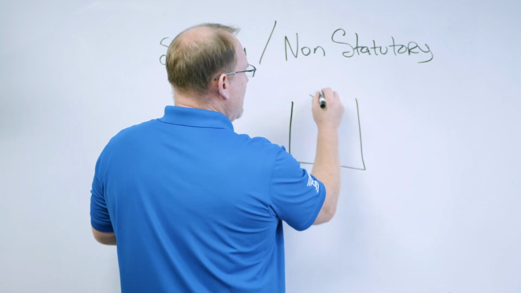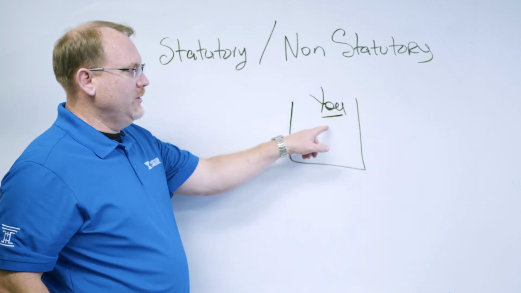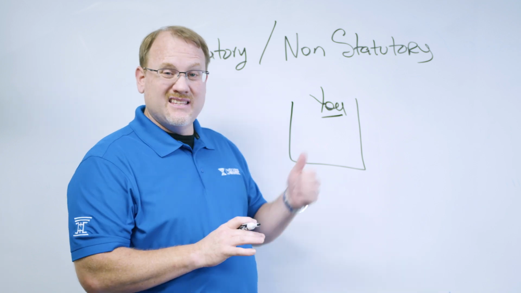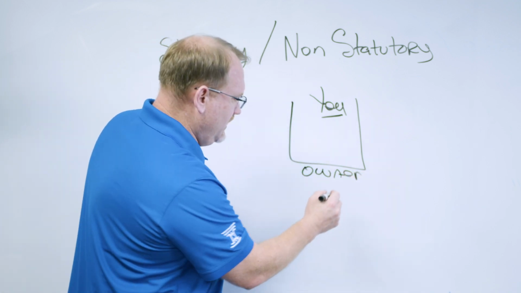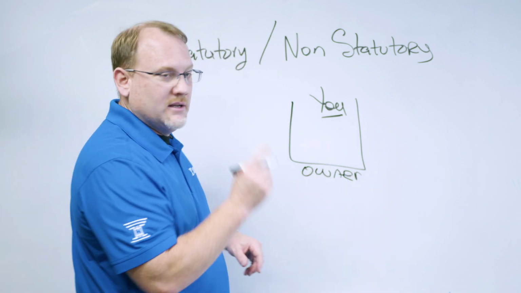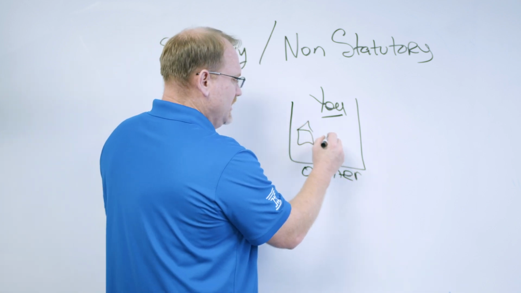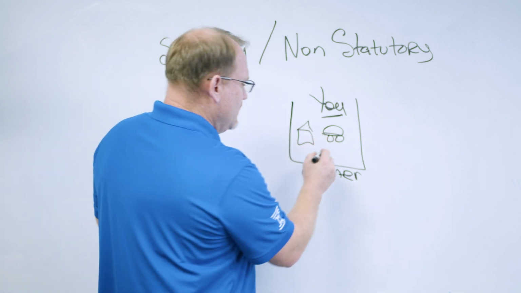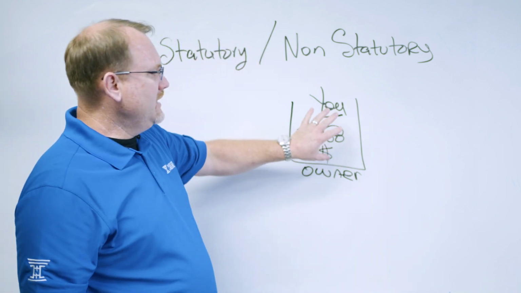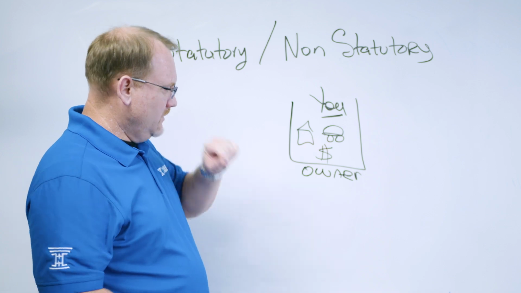If I create this box and I put the word you here, one thing you have to understand is in this box, you're the owner of it. Everything in this box, you own it. Let's say you own a house. Let's say you own a car, okay? Let's say you own a bunch of money. Anything in this box, you're the owner of it, okay?